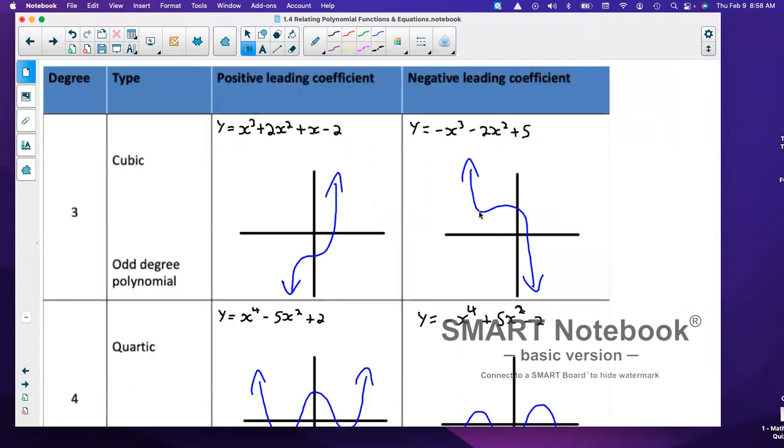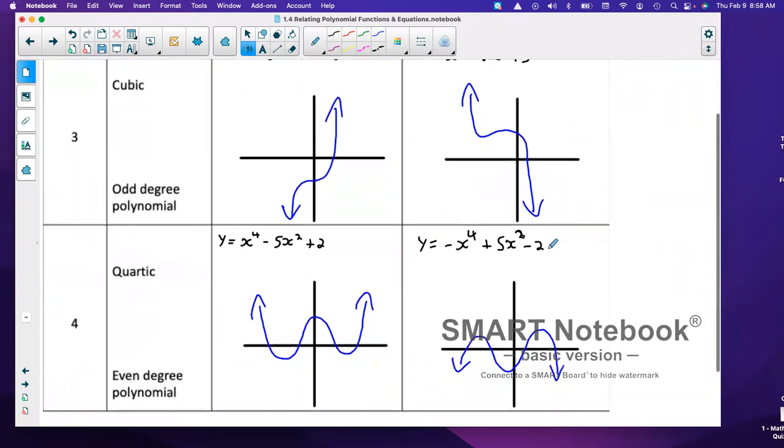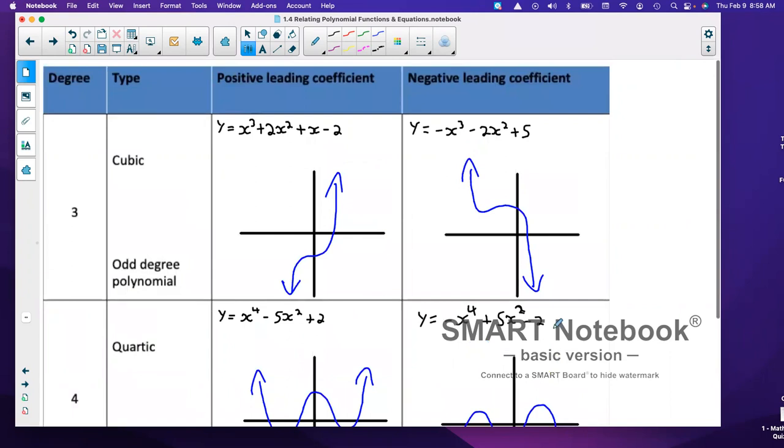For degree 3, we've got just 2, or we could potentially have none. Quartic, degree 4, we have 3 hills and valleys. So our maximum amount of hills and valleys is going to equal our degree minus 1.